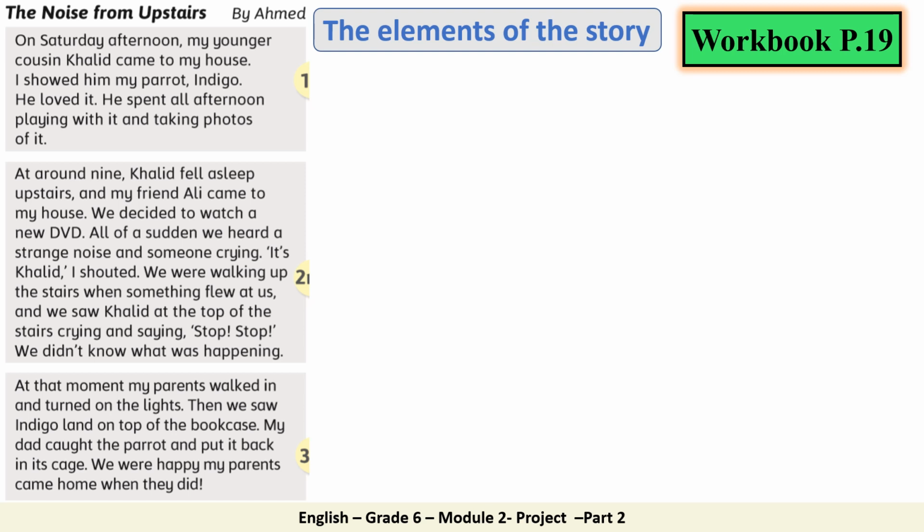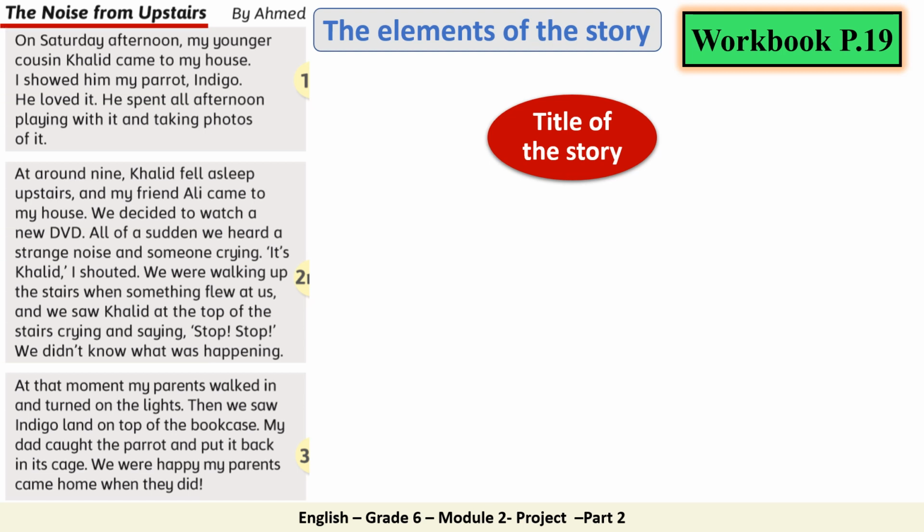Now, let's remember together the elements of the story. Number 1, the title. What is the title of the story? The noise from upstairs. This is the title. It's at the beginning of the story and it is distinguished. It is obvious. It's bold.